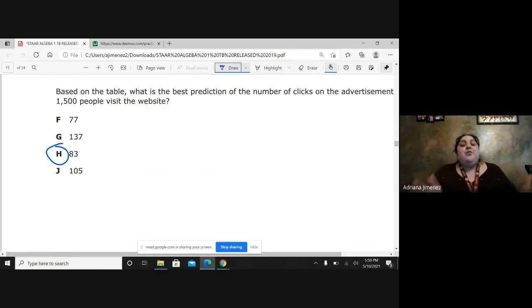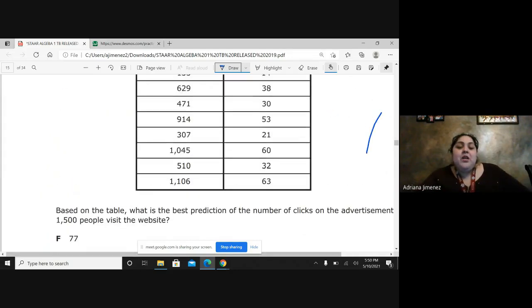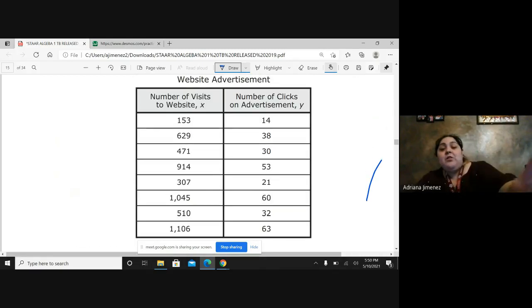How would you know that it was the X value? You could have done Y equals, then you would have gone back. You have to make sure you read the question. It said 1,500 people visit the website. The only one that talks about visiting the website is the X. So that's why I know that X was equal to that.